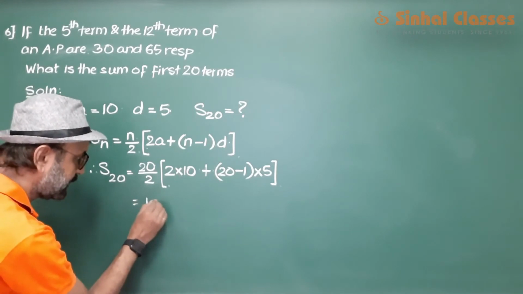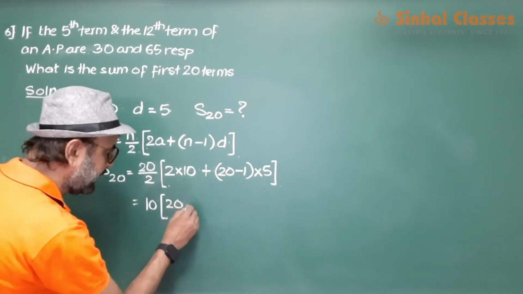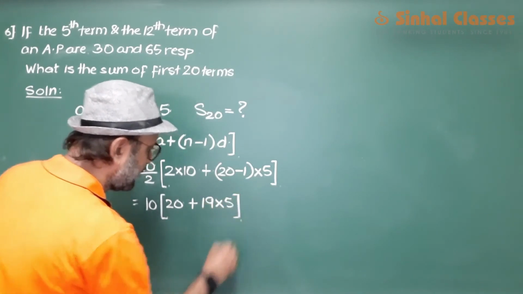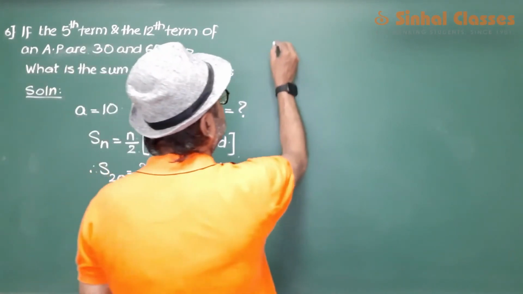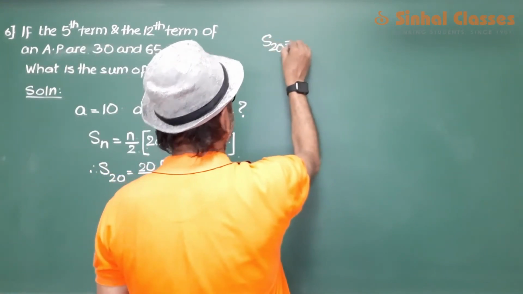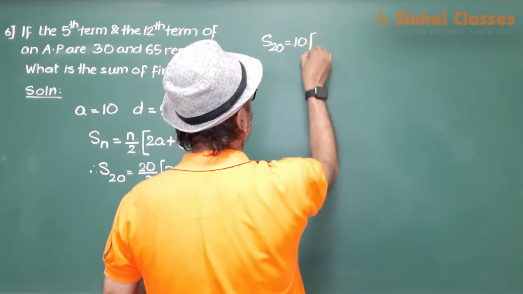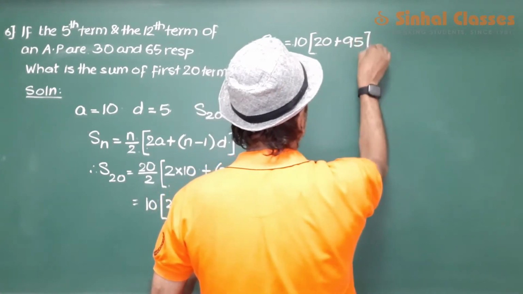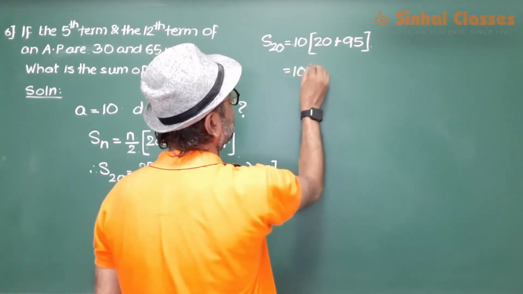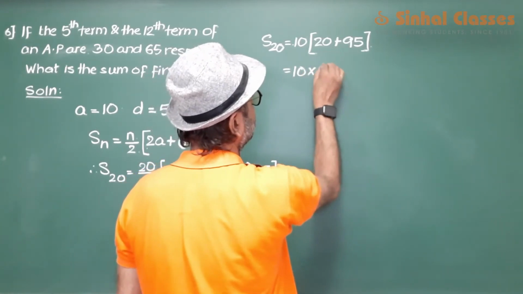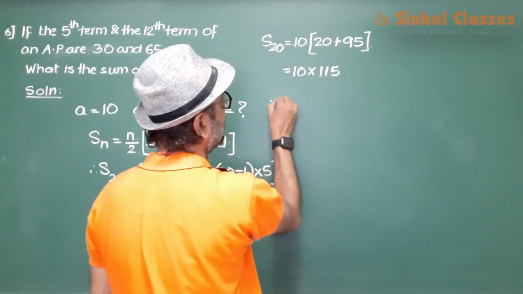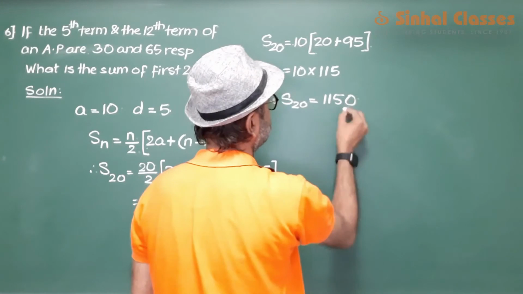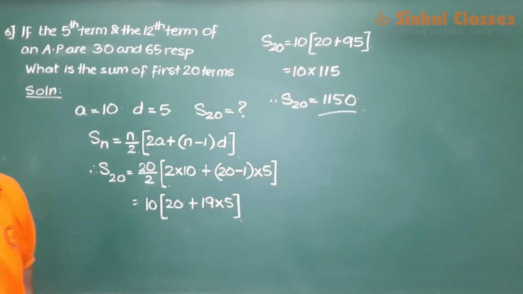So we get 10, 20 plus 19 into 5. That would be S20 is equal to 10, 20 plus 95, which is 10 into 115. Therefore, the sum of 20 terms is 1150. This is your answer.